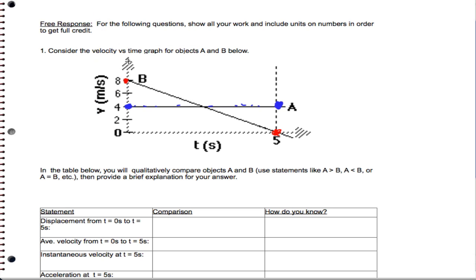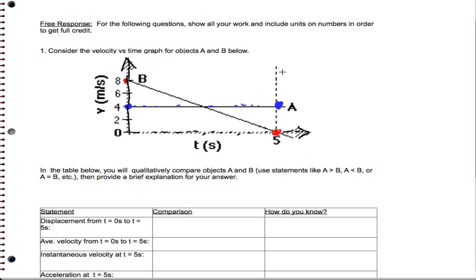starting from here and just going straight down. So there's one axis, and then the other axis goes out to here. So there's our time axis right there. I think that was confusing people, so I want to be clear on that. Now, what we want to do is compare different things. So first, let's compare the displacement from t equals 0 to t equals 5 seconds.